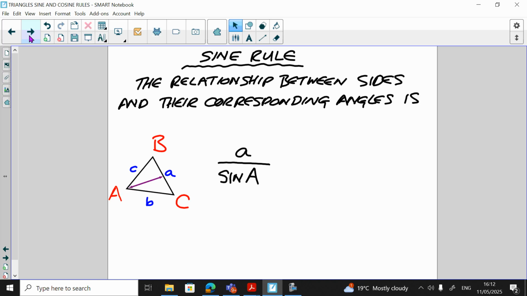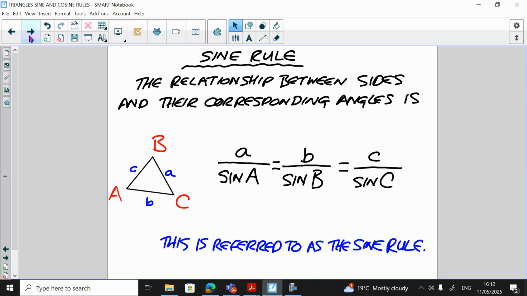So we have some kind of correspondence or relationship that when we take the side and divide it by the sine of the angle opposite, it's actually equal to one of the other sides divided by the sine of the angle opposite, and correspondingly the third side. As it says here, this is referred to as the sine rule, the rule of sines. Give me a sine.